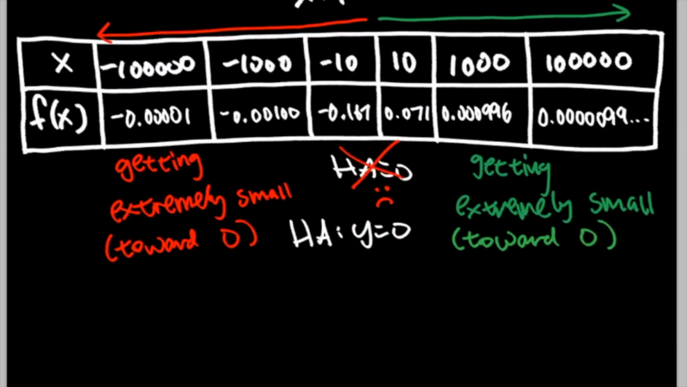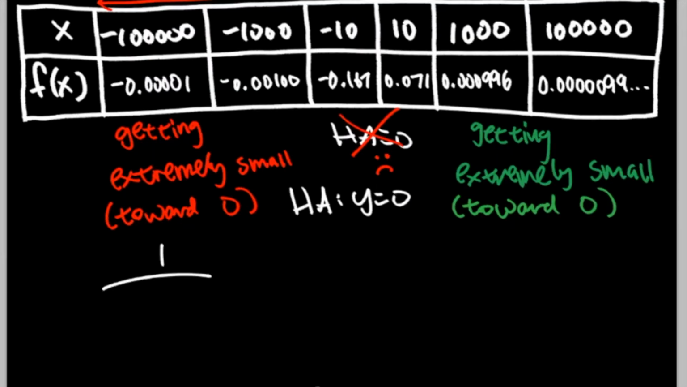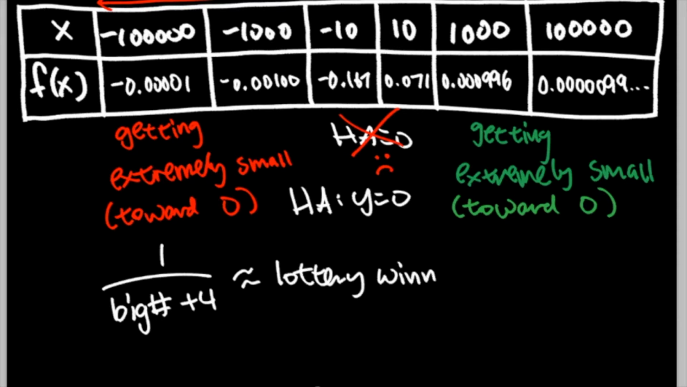Alright. So let's look at this algebraically and make sense of it that way. We're basically getting 1 over a big number plus 4. And that's going to be approximately 0. Let's imagine your chances of winning the lottery, 1 over a big number, like a 1 in a thousands, millions chance of winning, which is basically 0. So you can logically think about it that way, because 1 divided by a big number is pretty much that.